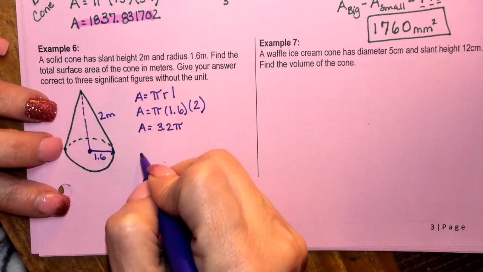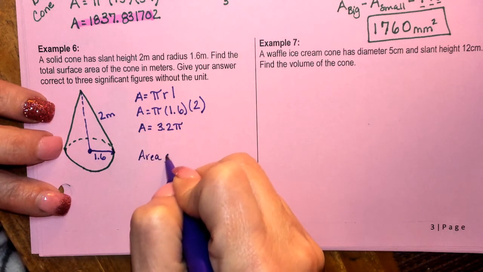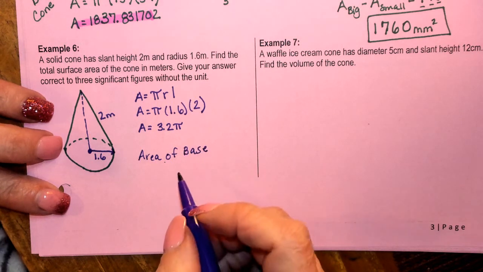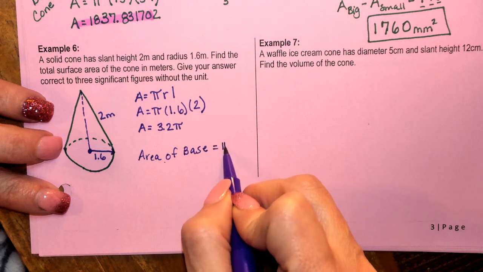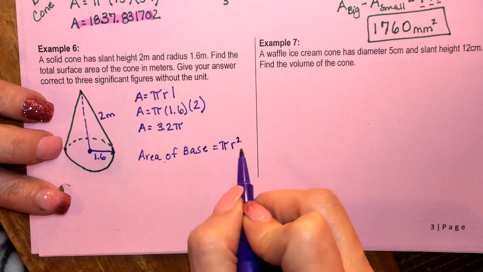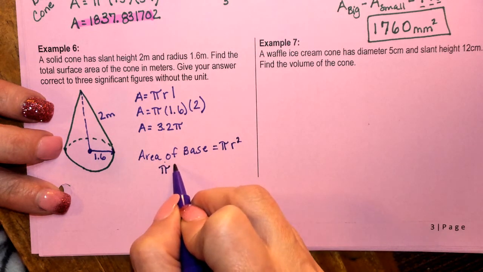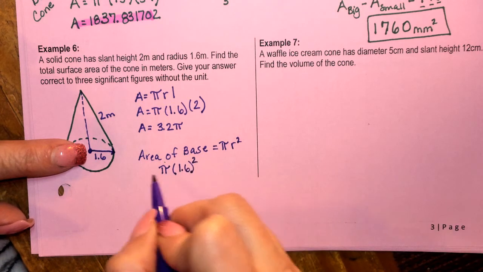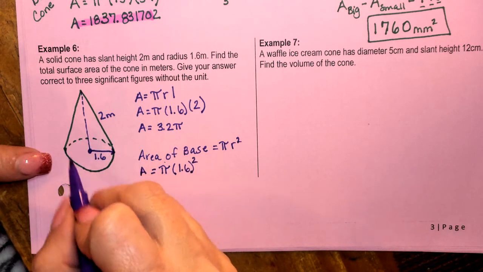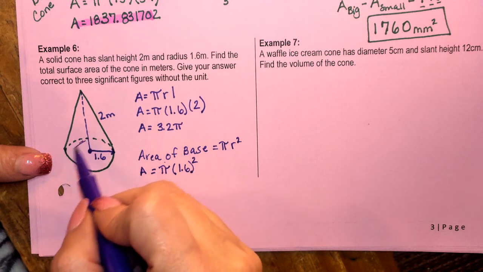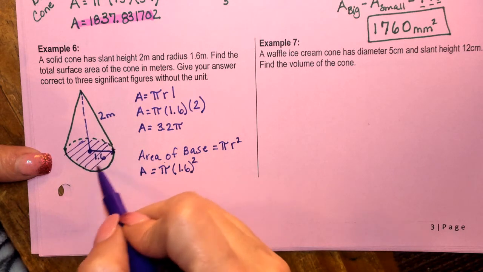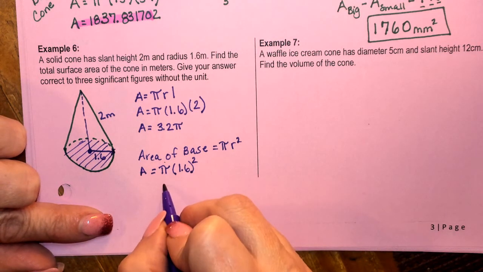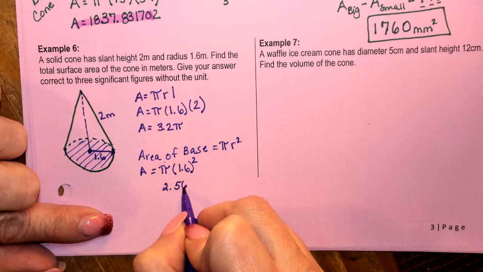So now let's do the area of the base. That's the circle. So the area of a circle, hopefully you remember, is pi r squared. So that's going to be pi, the radius is 1.6, and we're going to square that. That's going to be our area of the circle. Maybe I could have this right here. I don't know if that helps you at all. See what I'm doing there? Okay, so this is going to be 1.6 squared, so it's 2.56 pi.